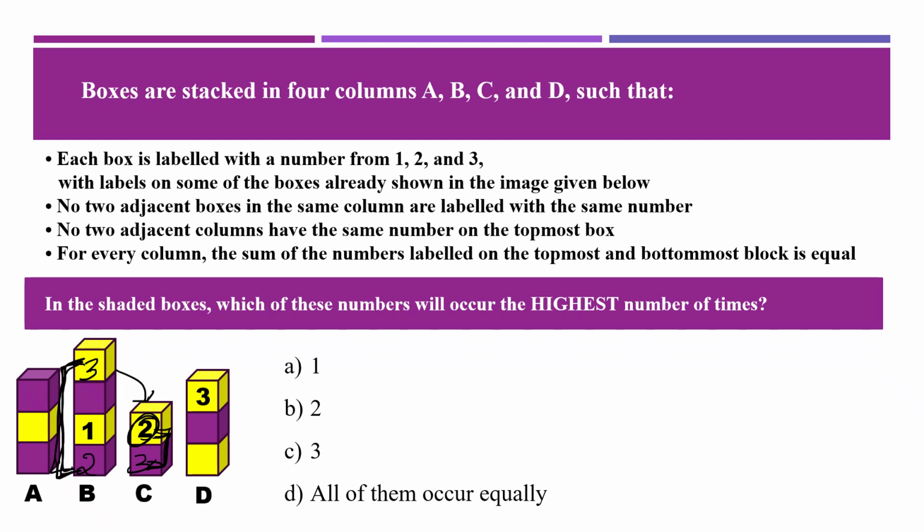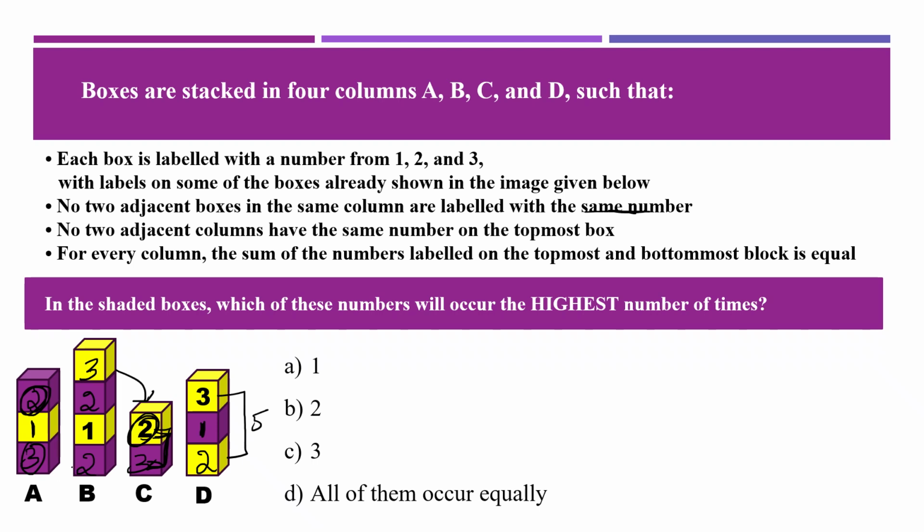Okay, no two adjacent boxes in the same column are labeled with the same number. 1, 2, here I can't write 3. So is that okay if I say 2? Yeah, great. Okay, this box is filled. And here obviously this should be 2, so that 3 plus 2 is 5. In that case, here I give 2 and here I give 3. So 2 plus 3 is 5. Then I write 1 here and 1 here. Okay, it's done.